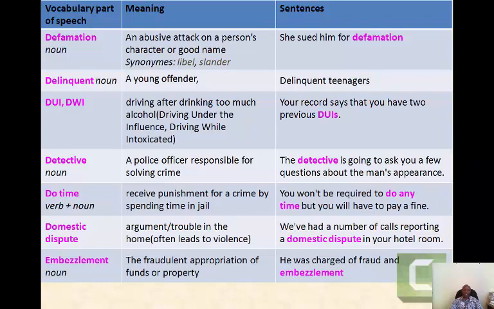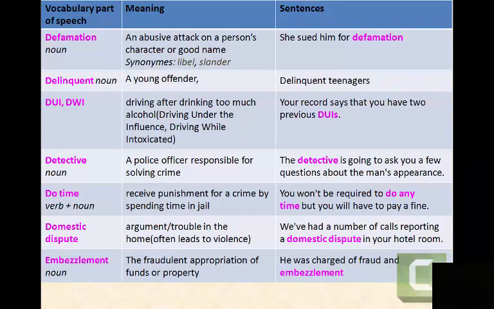For example, here we have the noun defamation. This means an abusive attack on a person's character or good name. Example, she sued him for defamation. Delinquent, noun. This is a young offender. Example, delinquent teenagers.